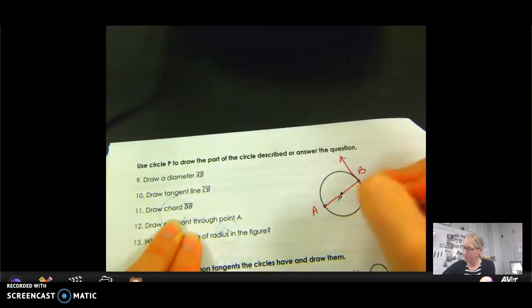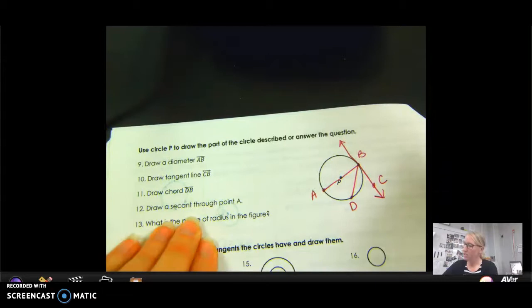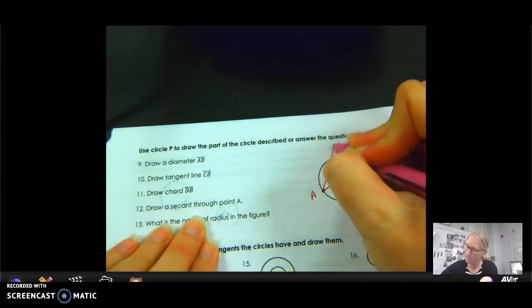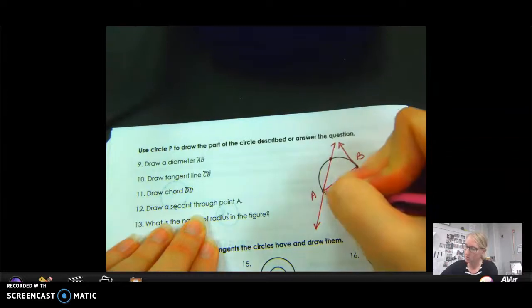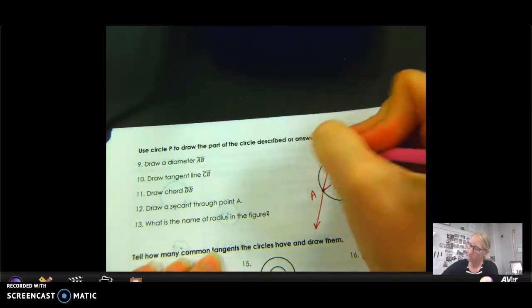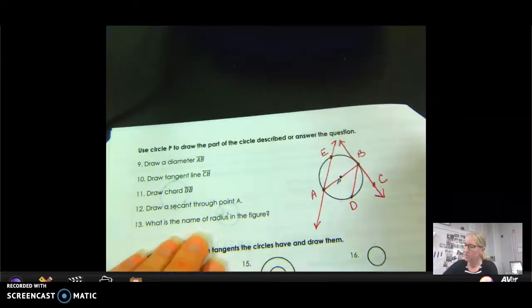Chord DB. So chord has 2 points on the circle. And the 2 points are D and B. And B was already there, so I had to use that one. Draw a secant through point A. So it just has to be a line, not a chord, but a line that goes through the circle at 2 points. So it's going through point A, and then I can name that point. Let's name it, what letter haven't we used? E we haven't used.